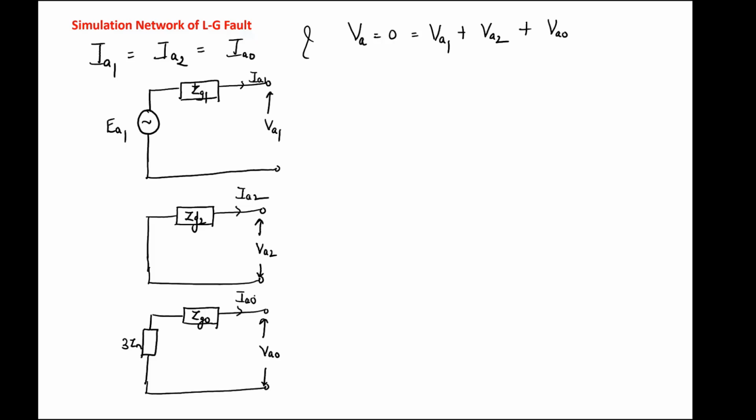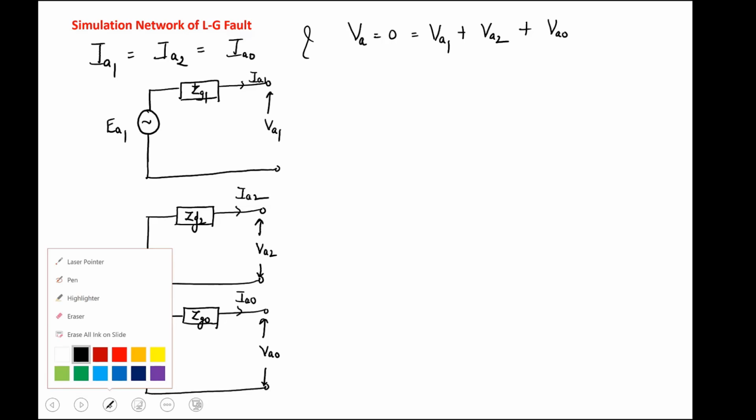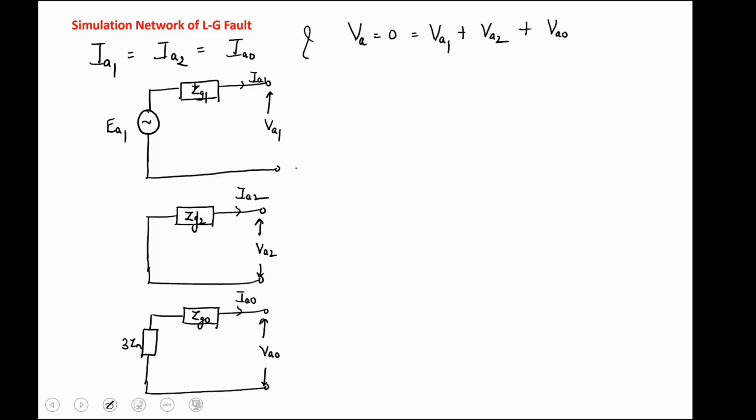Now we have to connect all three networks such that these conditions are satisfied. How is the interconnection possible? If you carefully observe, if you connect all of them in series, then you can observe that these conditions are satisfied. So this is how you interconnect them.